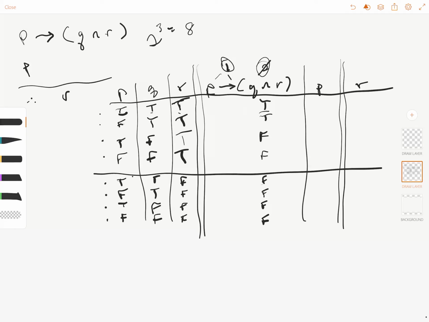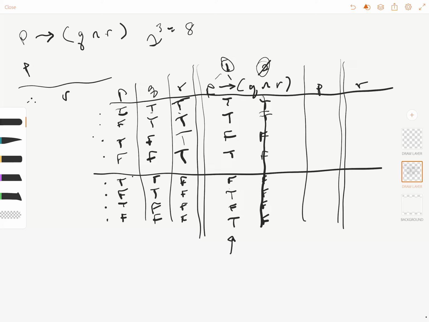Now we'll feed this value up to the level 1 operator and pick up the value for P from the input. So for the first row, P is true, and this expression on the other side of the implication is true. So true implies true is true. False implies true is true. True implies false is false. False implies false is true. True implies false is false. False implies false is true. True implies false is false. And false implies false is true.